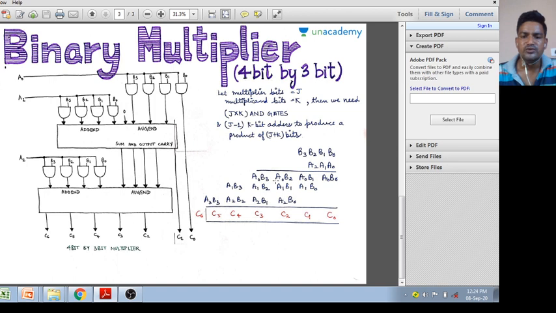So you know, if there are 4 bits of B and 3 bits of A, a total of 12 AND gates are used. Okay, there are 12 AND gates, 4, 4 and 4. Now this A0 B0 will give the C0 result directly. Now you have to add this and this, then this and this, then this and this. For this we will use a parallel adder.